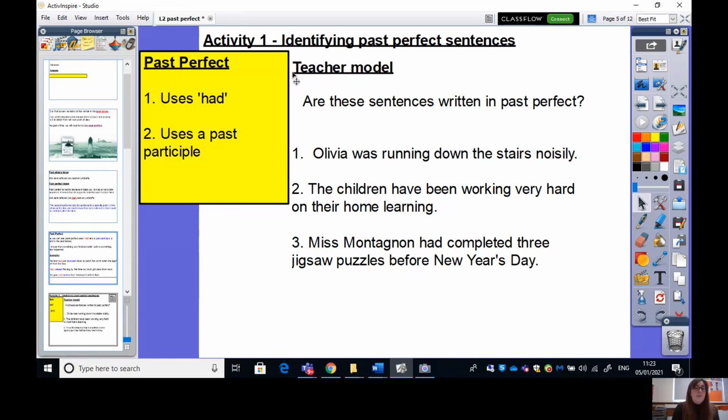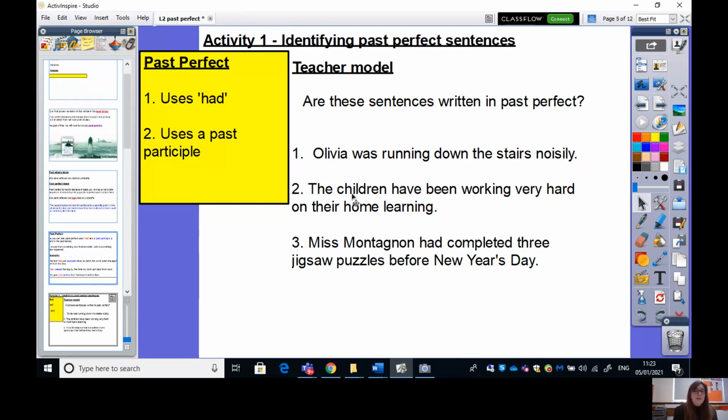Looking at activity 1, you need to identify past perfect sentences. So I'm going to give you an example here, and then I'll get you started on your first activity. So I know that past perfect uses had and a past participle. So I'm going to use this set of guidelines to help me identify the past perfect sentences. So sentence 1, Olivia was running down the stairs noisily. I can't see had. Was running, it did happen in the past, but it's not past perfect.